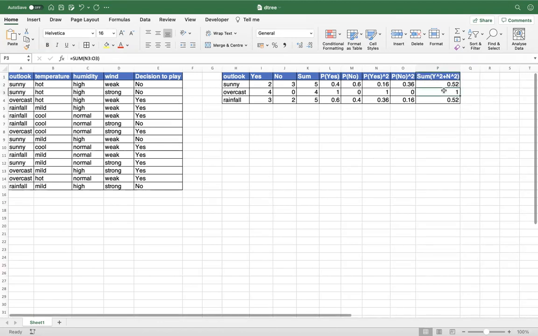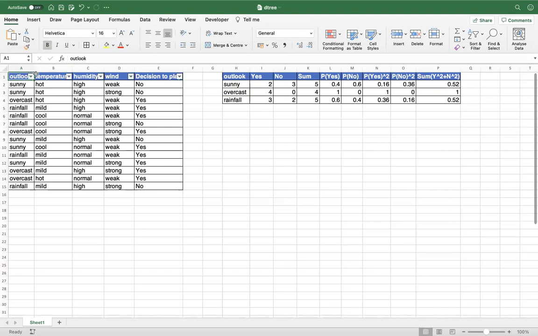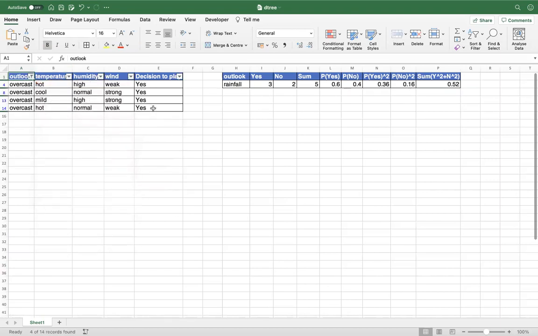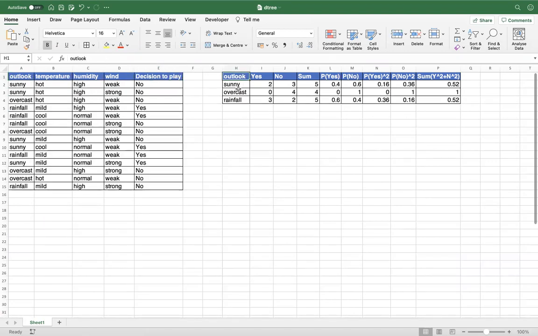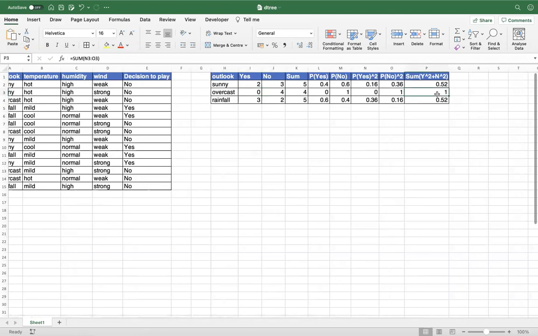For example, the probability of coming to a conclusion is 100%, because whenever outlook is sunny, all the times we have yes, right? So every time we are coming to a perfect conclusion, it can be yes or no, it doesn't matter. For example, let us say, whenever outlook is overcast, in the data, I'm changing it to no. Now whenever outlook is overcast, the decision to play is no, so no is 4 times, but still the sum of squared probability didn't change. It is still 1.